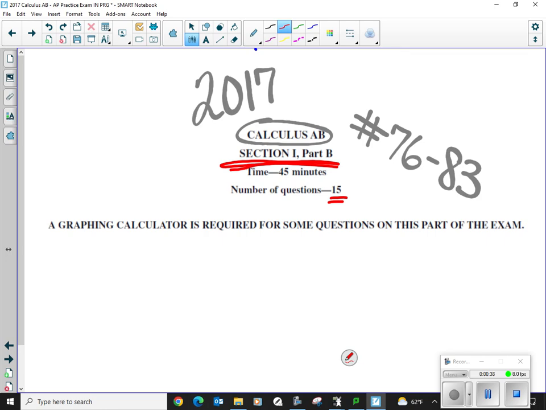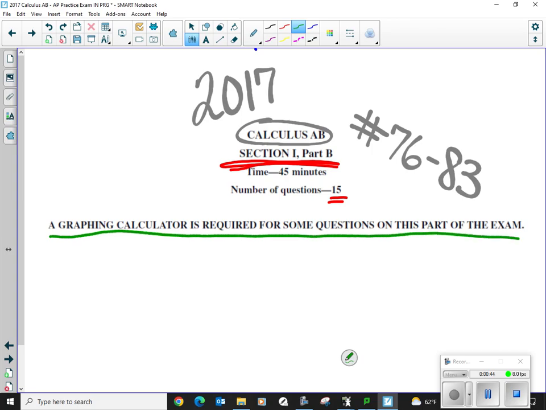The good thing here, a graphing calculator is required for some of these questions. You now get to use a graphing calculator, which means the math will be a little bit more difficult. The concepts are still the same, but who cares if the math is difficult? You get to use a calculator.